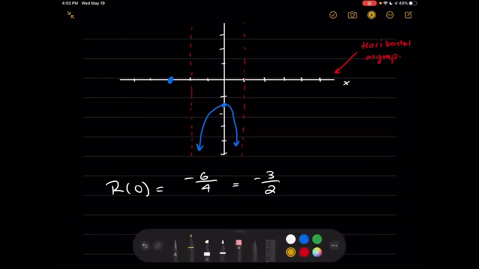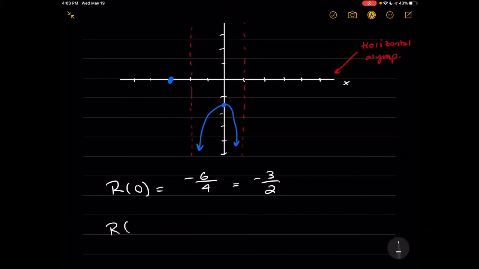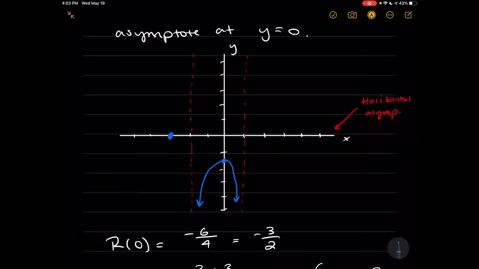We were about to plug in the point 3 to our rational function. So let's go ahead and do that. So we plug in 3. On the numerator, we get 3 plus 3, over 3 plus 2 times 3 minus 1. So that's going to be 6/5 times 2, which I think simplifies to 3/5. So at 3, it's positive. So our rational function in that region will look like this.